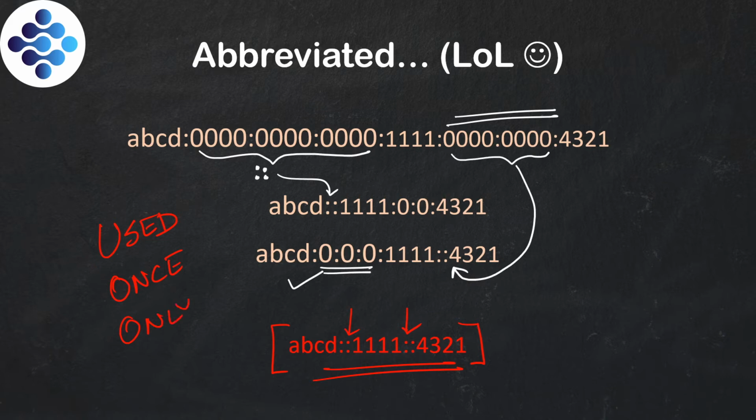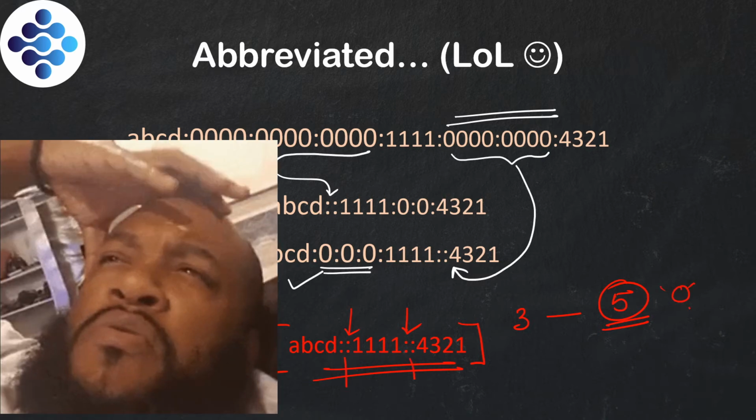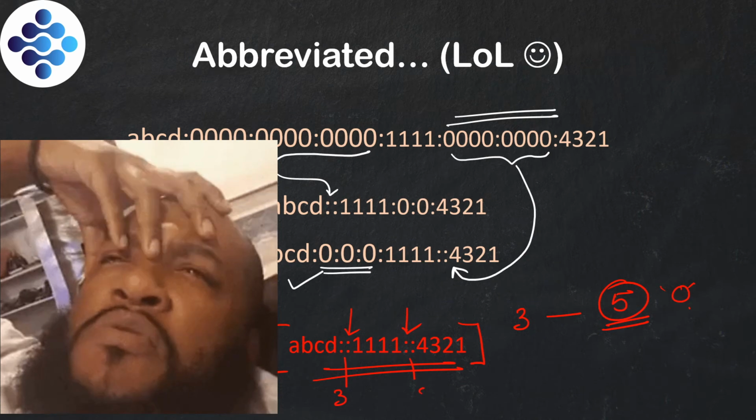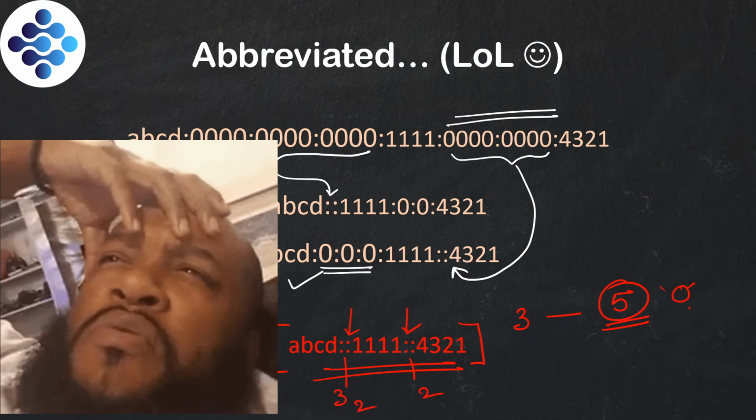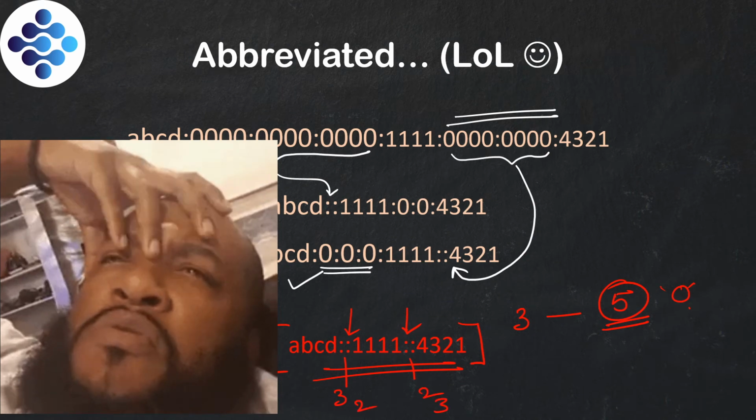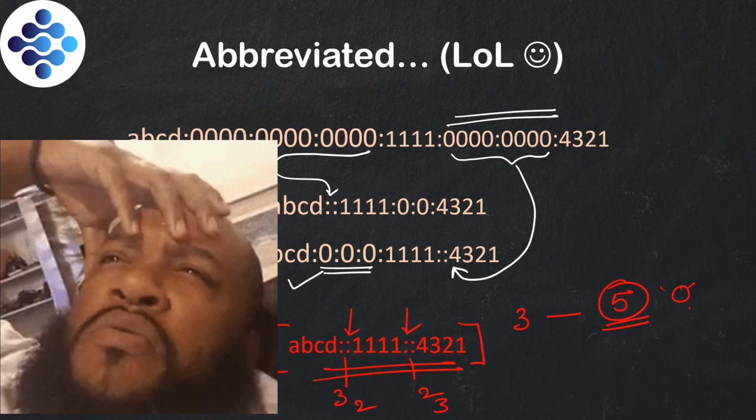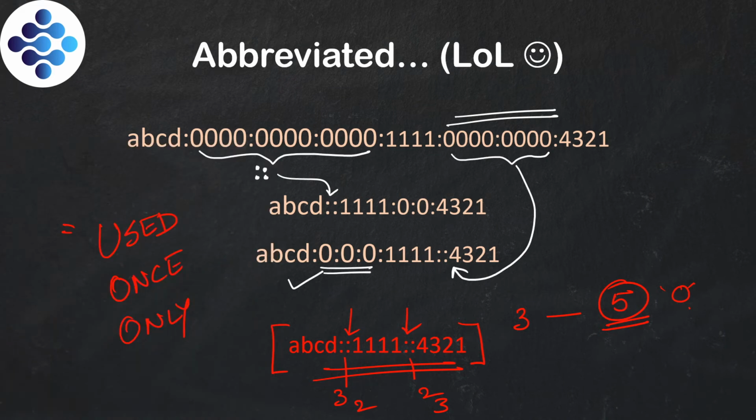Once only. Because if you do this, so now see 1, 2, 3, that means there are 3 groups. So 5 groups are missing. That means these 5 groups, they are all zeros. So how will you decipher? It could be like 3 over here and 2 over here, or it could be 2 over here and 3 over here. There is confusion. So that's the reason it can be used only once.